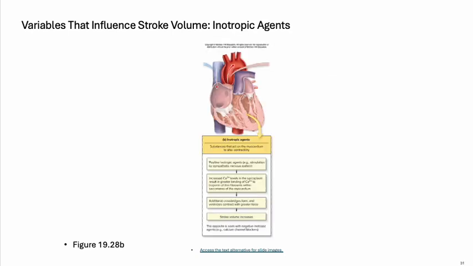This is your inotropic effect, right? So again, inotropic effect being the actual force of the contraction, right, as opposed to the rate, and that's largely due to changes in intracellular calcium, right? So the amount of calcium inside of our muscle cells.